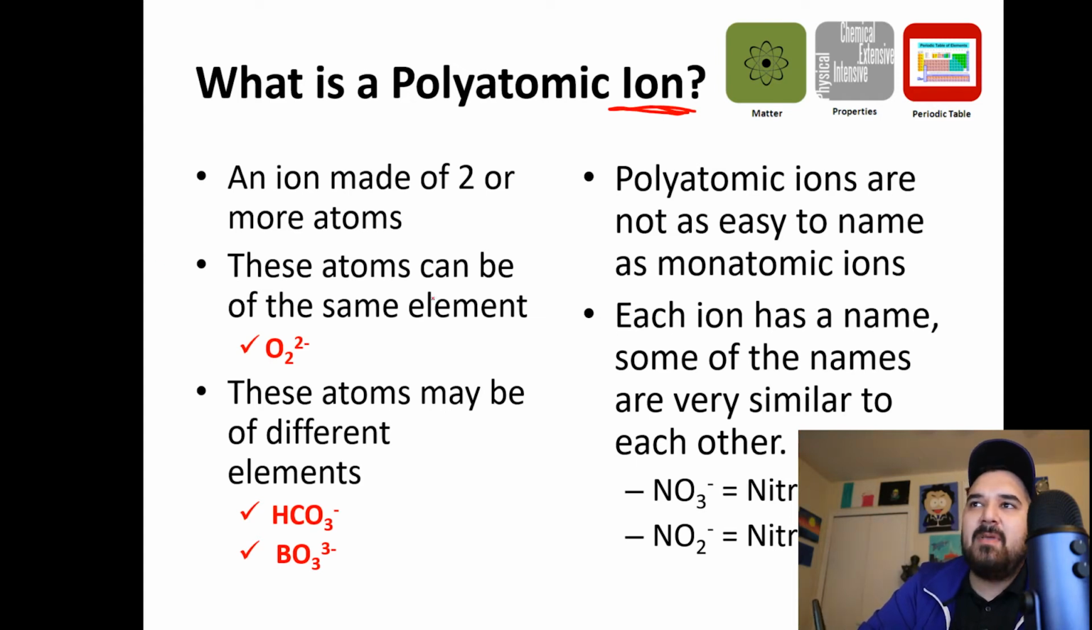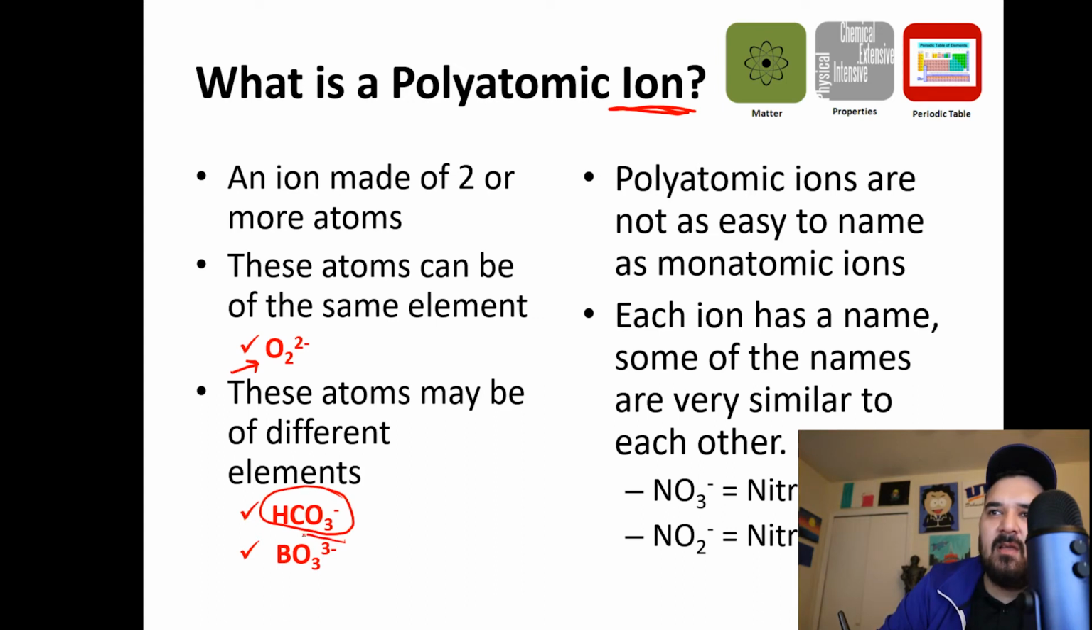These atoms can be the same element. So in this case, we have O2, and this O2 has a -2 charge. So this would be considered a polyatomic ion. These atoms may be different elements. So HCO3-, that's an example, and then BO3-3-, that's another example.